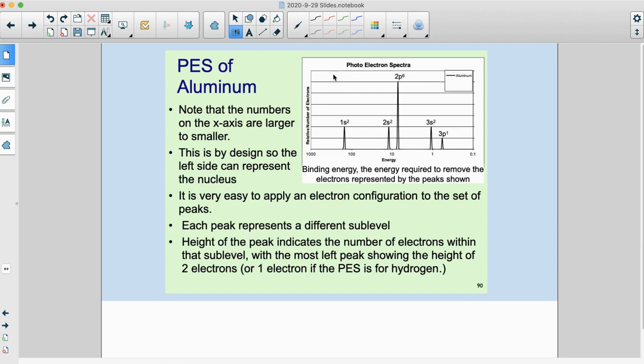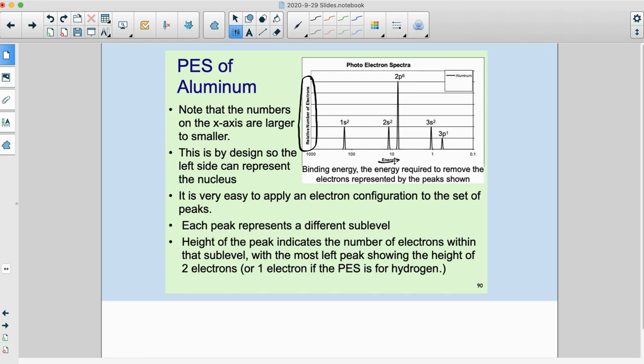So here's very stylized, nice, ideal, pretty PES data. You're never going to see anything like this in the actual laboratory. But on the AP exam, guess what? They're going to give you nice, pretty pictures like this. First of all, two things to notice. The y-axis is the relative number of electrons, so we can see the relative numbers. For example, the 2p6 has 6 electrons, and the 2s2 has 2 electrons. The 2p6 peak is 3 times higher than the 2s2 because it has 3 times more electrons.